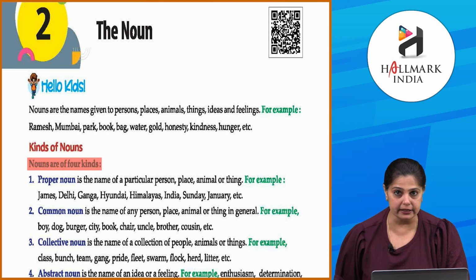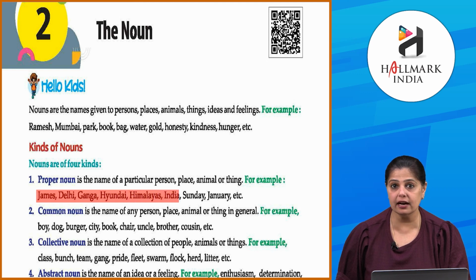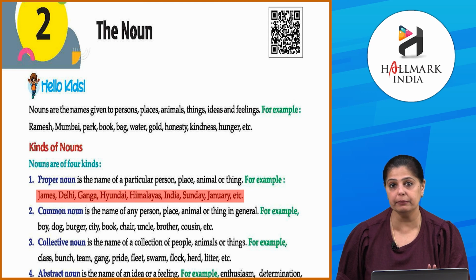Nouns are of four kinds. Okay, proper noun is the name of a particular person, place, animal or thing. For example, James, Delhi, Ganga, Hyundai, Himalayas, India, Sunday, January, etc. Now these are all proper nouns because it is a particular or a unique or a special name given to a person, place, animal or a thing. Clear?